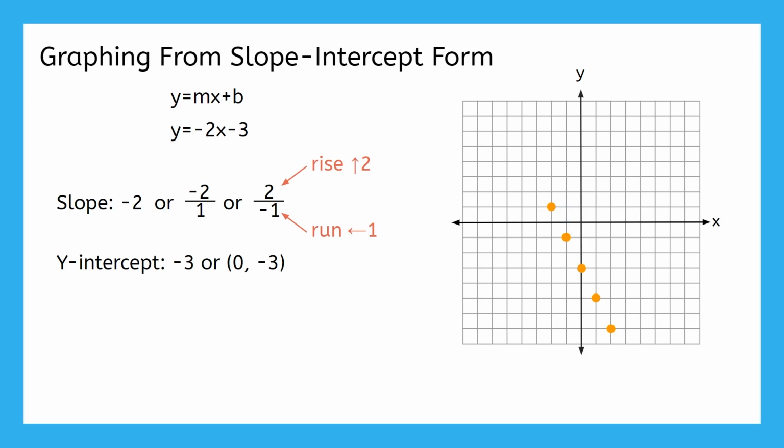These points that we've plotted represent some of the points on this line. To represent all of them, we'll need to draw on the line that connects all of these points, and then add an arrow on both ends to show that it keeps going in both directions. Take a moment to pause the video here and complete the stop and jot in your guided notes to summarize how to graph lines from slope-intercept form.